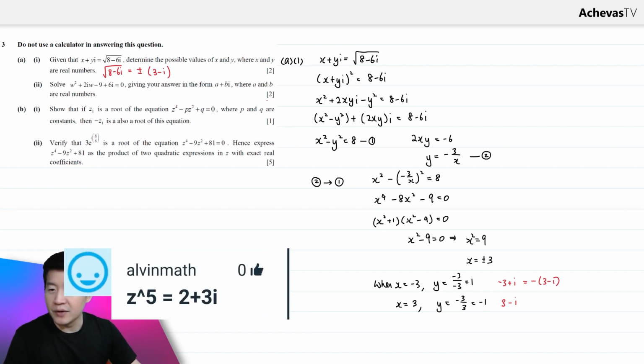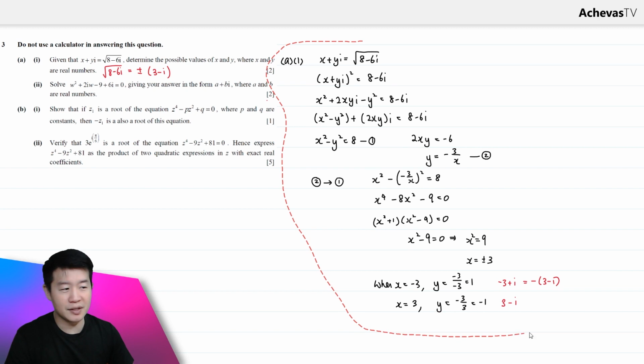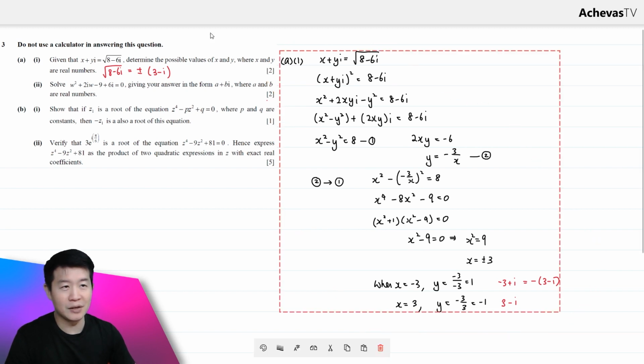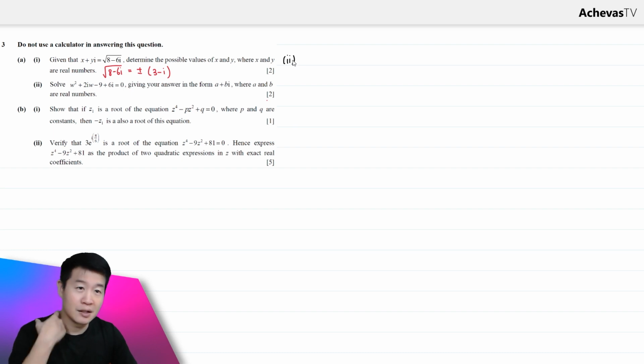By the way, Alvin, this z to the power of 5 is no longer in the syllabus. So you cannot be applying this for this particular question. Z to the power of 5 will be totally irrelevant if you are referring to using De Moivre's theorem. So we have to use this particular strategy that I have just mentioned, which is a very, very standard strategy.